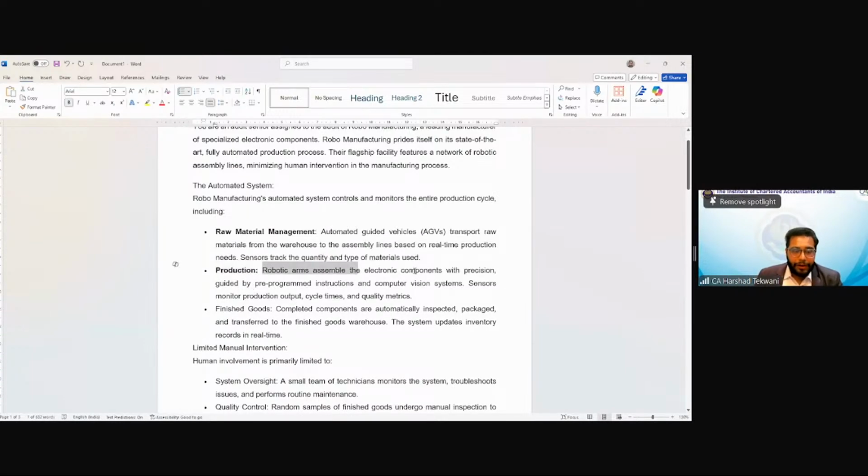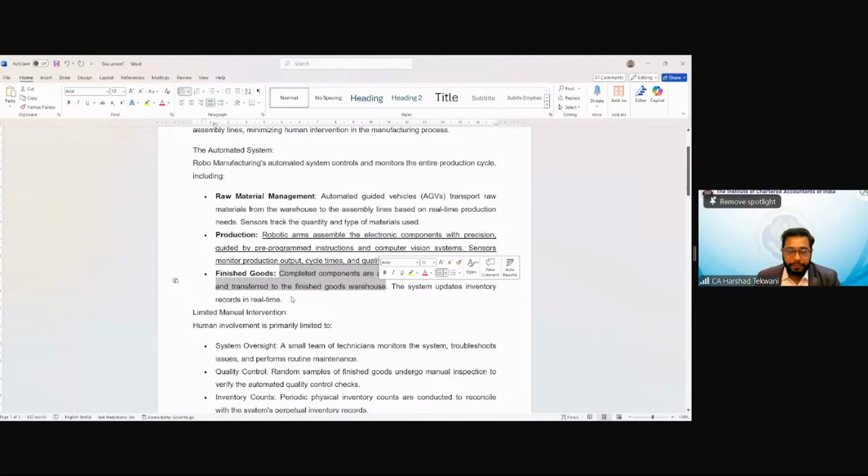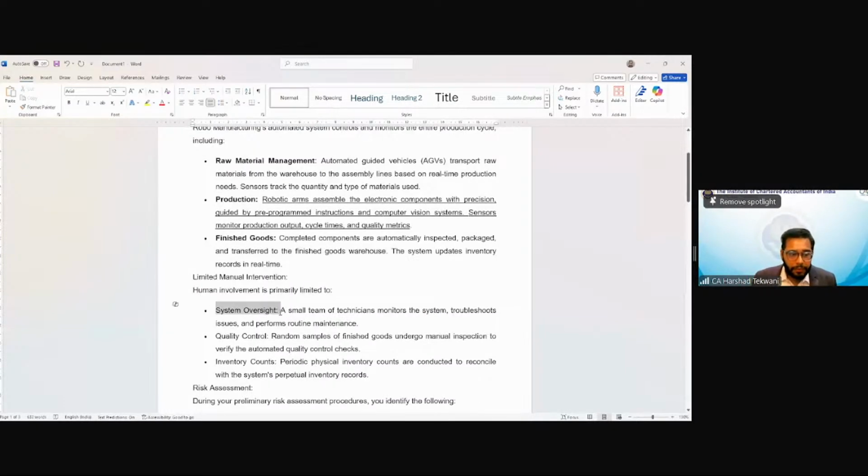Robotic arms assemble the electronic components with precision, guided by pre-programmed instructions and computer vision systems. Sensors monitor production output, cycle times, and quality metrics. Third, finished goods. Completed components are automatically inspected, packaged, and transferred to the finished goods warehouse. Systems update the inventory on a real-time basis. Now, the manual intervention of humans is limited to system oversight. A small team of technicians monitors the system's quality control, random sample checks of finished goods, and periodic physical inventory counts.